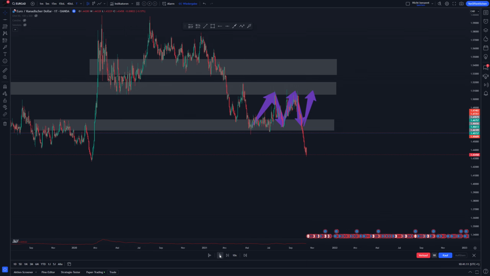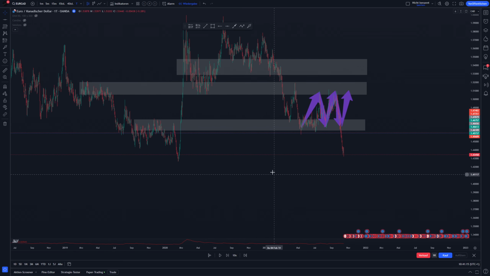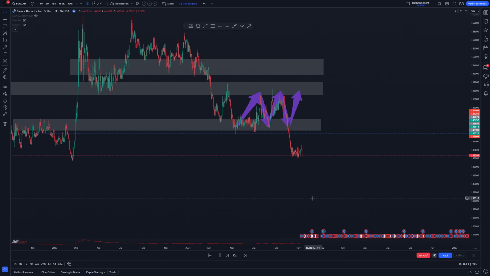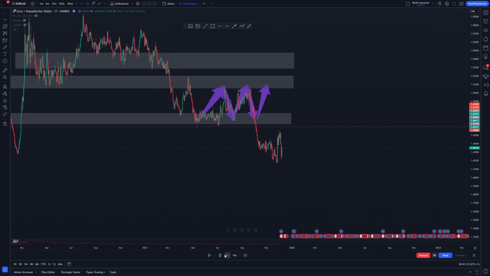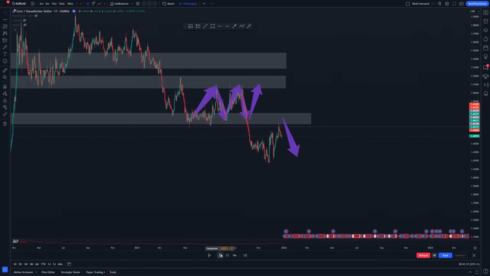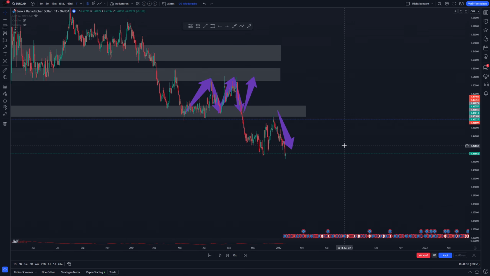Okay, so let's continue for a little bit. We have, by the way, this level right here, but this is only tested once, so it's not a clear zone. Okay, the price pushes back up into the zone. So now we could take a trade like this. Which you see played out as well.